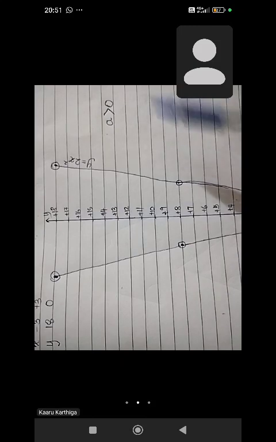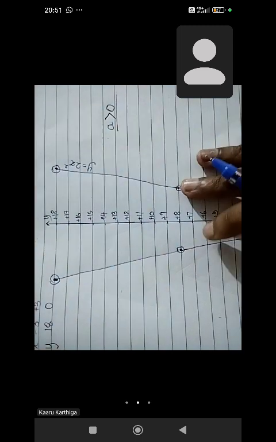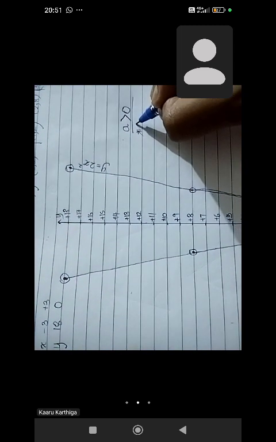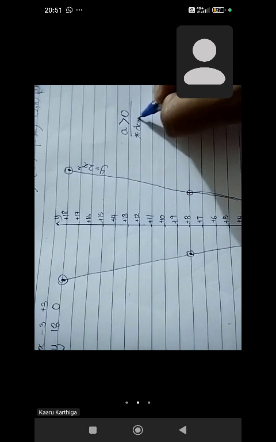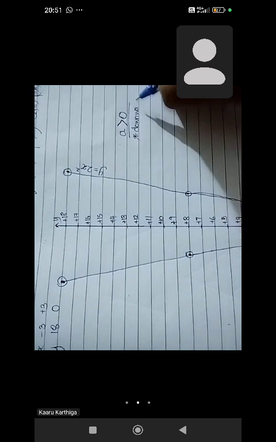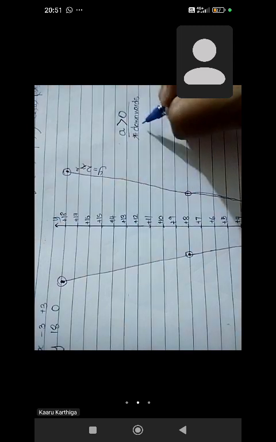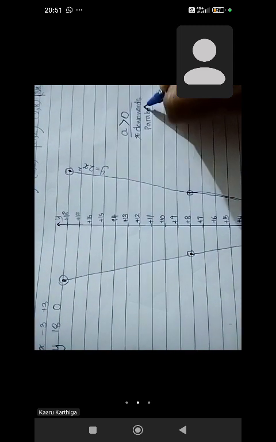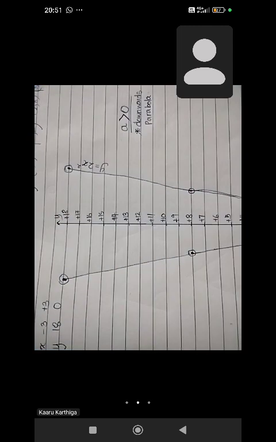Here our a is greater than 0. For that, in these conditions, there are some rules. This graph is going to be going downwards. Downwards parabola.